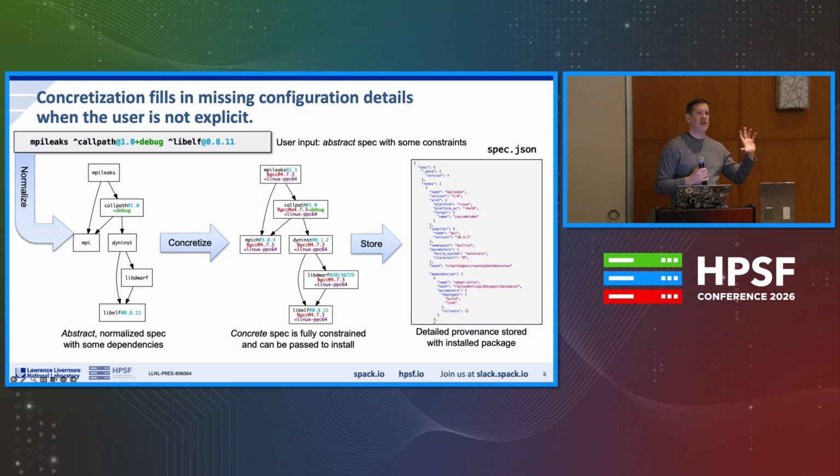Specs are how you talk about packages and configurations. Package recipes are basically ways to take a spec and turn it into an installation. So it's the way to build something. And then concretization is the tool that puts them both together and basically chooses a configuration to be installed.